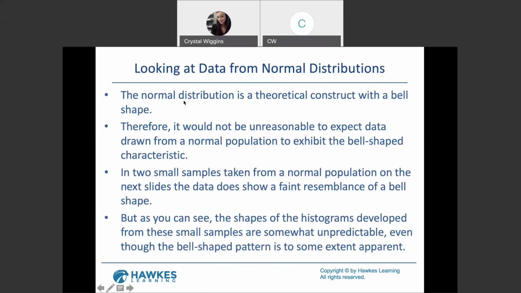A couple things to note: the normal distribution is a theoretical construct of a bell shape. Therefore, it would not be unreasonable to expect data drawn from a normal population to exhibit the bell shape characteristic. In two small samples taken from a normal population on the next slides, the data does show a faint resemblance of a bell shape, but as you can see, the shapes of the histograms developed from these small samples are somewhat unpredictable.